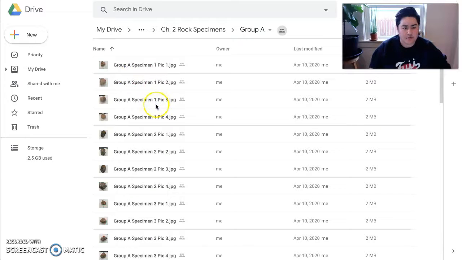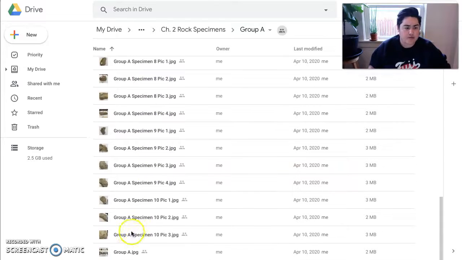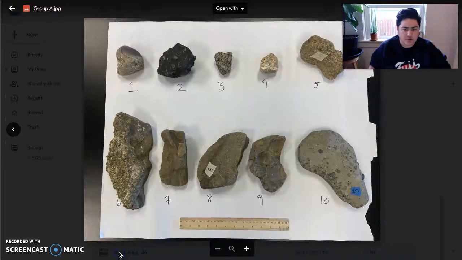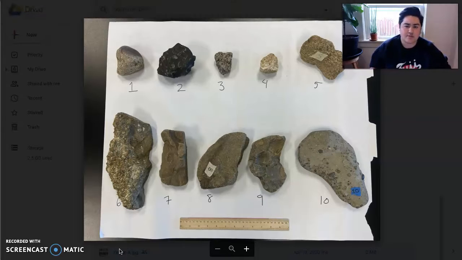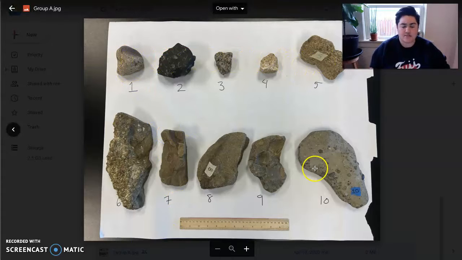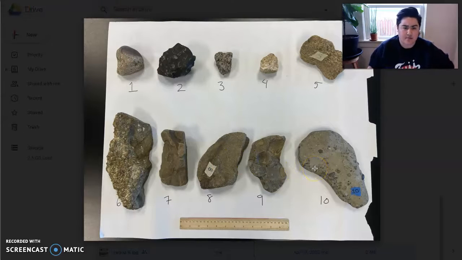So we'll start here with Group A. I'm just going to open up the picture of the whole suite. I'm not going to zoom in on the individual rocks, and I'm not really going to focus on each individual rock, but using this picture, you at a later time could open up the individual photos of each of our 10 specimens and take a look at what I'm talking about.